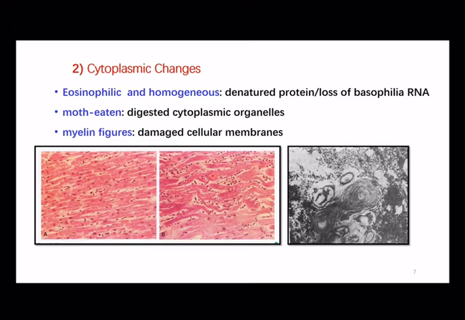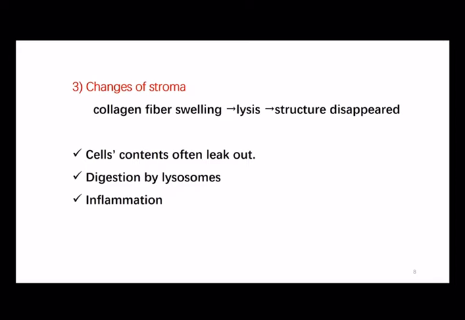Sometimes, when enzymes digest the cytoplasmic organelles, the cytoplasm becomes vacuolated and appears moth-eaten. Dead cells may be replaced by large whorled phospholipid masses called myelin figures that are derived from damaged cellular membranes. The third picture here shows us the myelin figure.